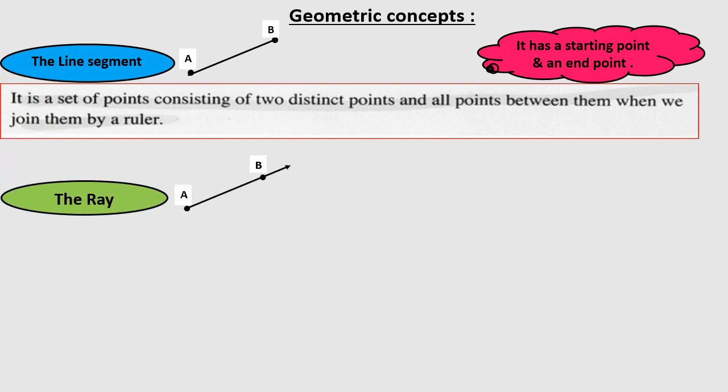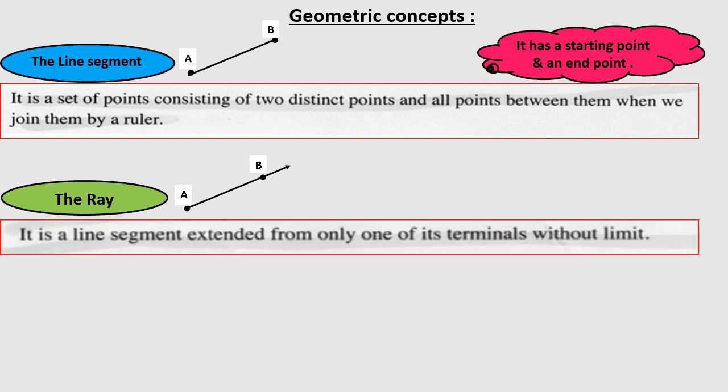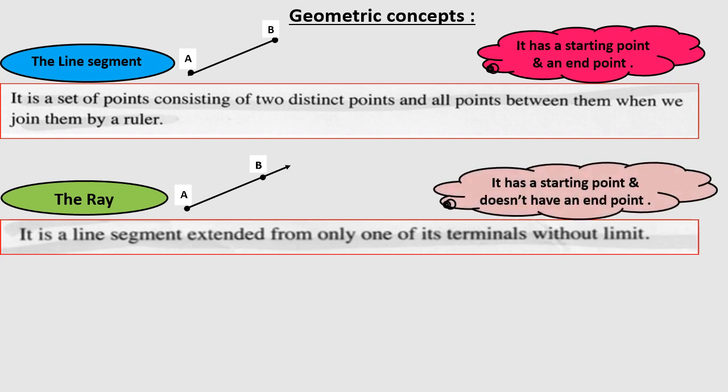Number 2, the ray AB. It's a line segment extended from only one of its terminals, without length. I can read it as AB only because it has a starting point and doesn't have an end point.